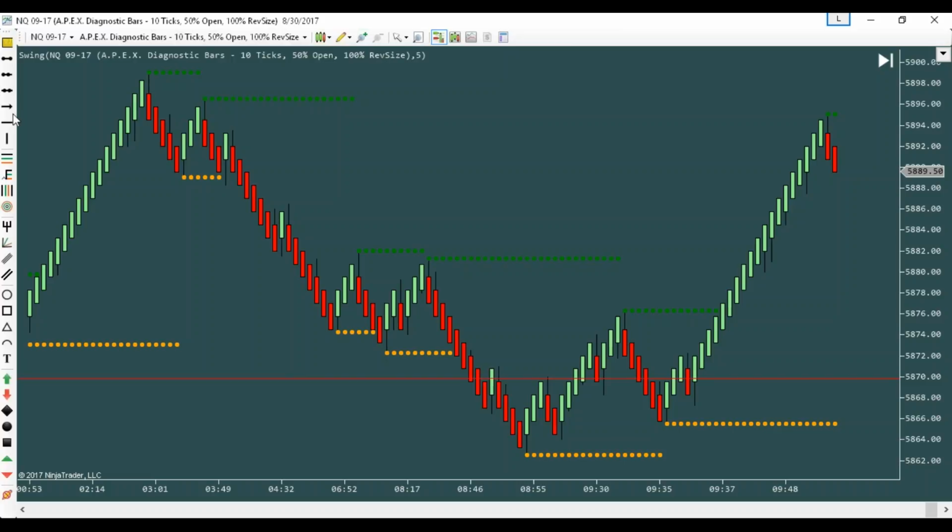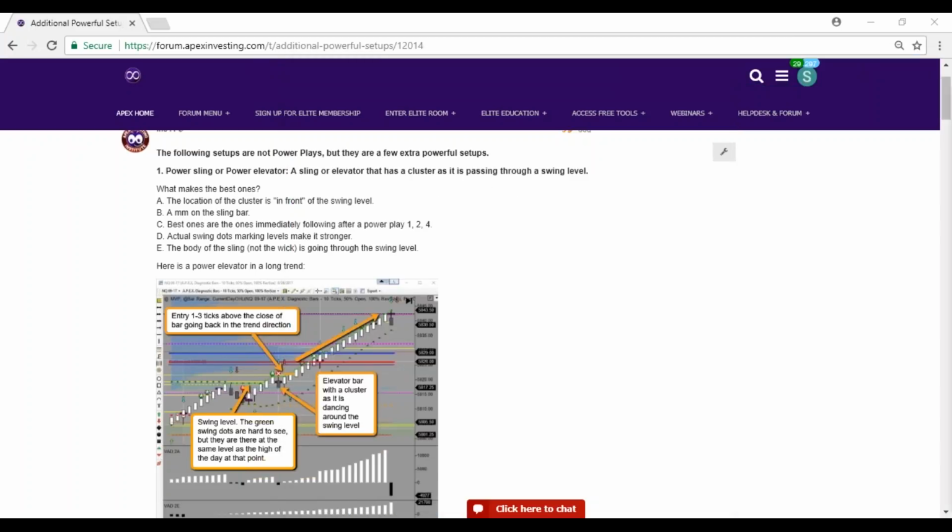Well, this is technically a swing level here too, or a level of resistance or some chop. Okay, does that make sense? So it's not only levels where these dots are, but those are going to be a little stronger, more defined areas. Does that make sense? Okay, so when it has actual swing dots marking the level, and the body of the swing, the body of the sling, not the wick, is going through the swing level.